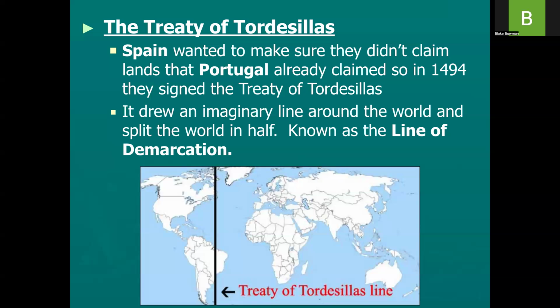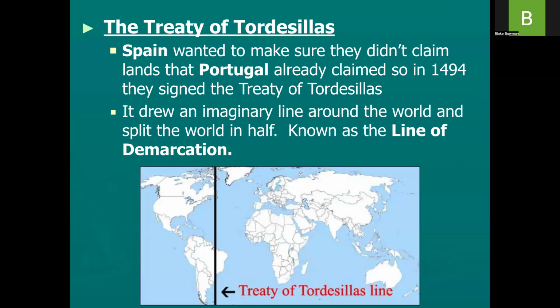So with that being said, anything past this line here is for Spain. This is a way, again, for the Pope to make sure that these two countries are not at odds, so they're not duking it out, not fighting one another. And Catholicism is one of the main reasons to convert as many people as possible, the reason for this exploration. Does that make sense, guys?